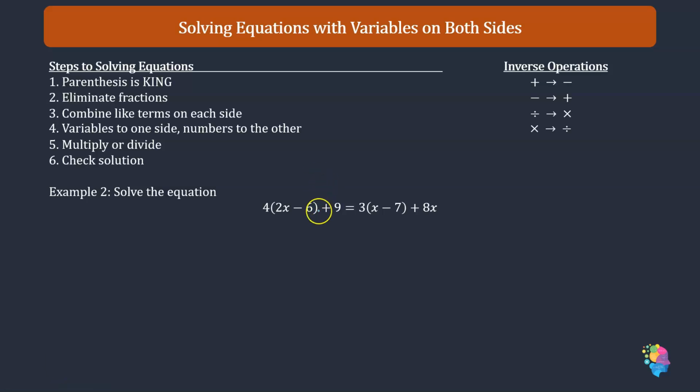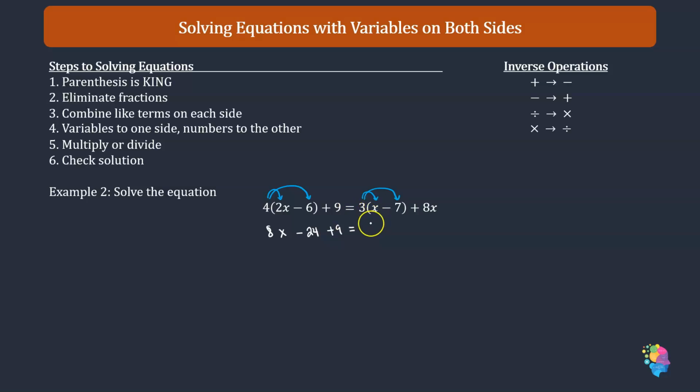All right, example 2. This time we do have parentheses, so we're going to distribute. Remember, parentheses is key. 4 times 2 is going to be 8. Bring the variable. 4 times 6 is going to be 24. Positive minus, that's a minus. Bring down the 9. Don't lose the equal sign.